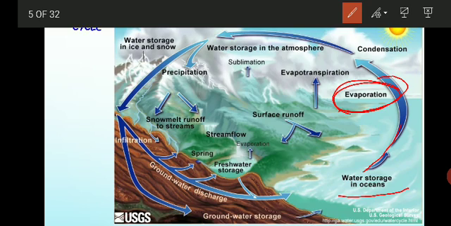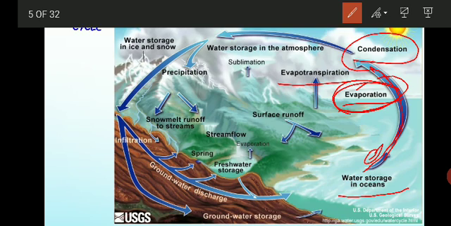So it is the water which changes from liquid to vapor. It is a process by which the water changes from liquid state to vapor state. That is called evaporation. Then some water is transpired through the plants, so that is called evapotranspiration. Evapotranspiration is defined as the water which is lost to the atmosphere from the ground surface, and the transpiration of groundwater by plants through the leaves of the plant. So that is called evapotranspiration.